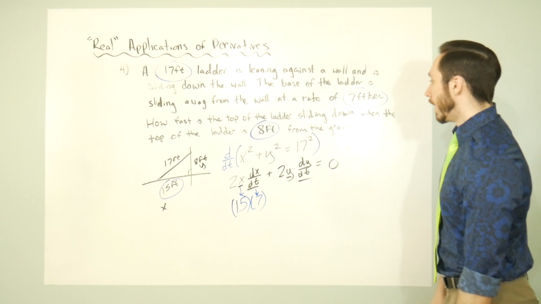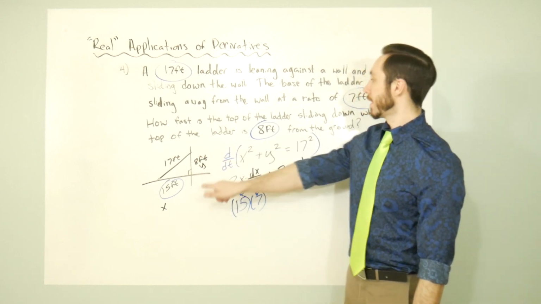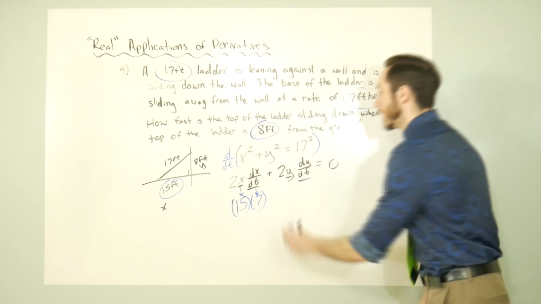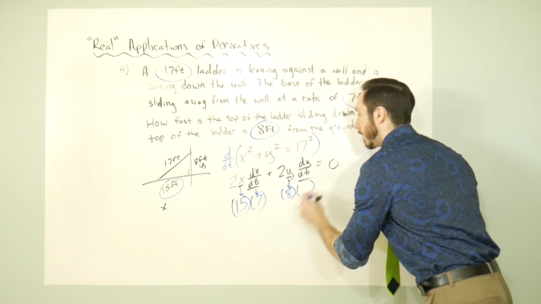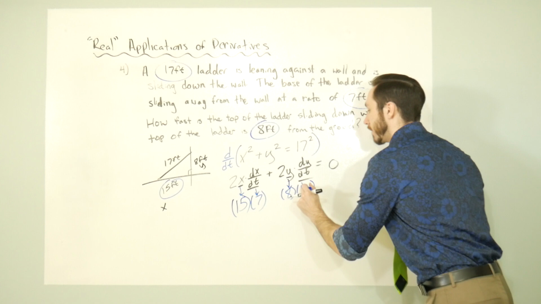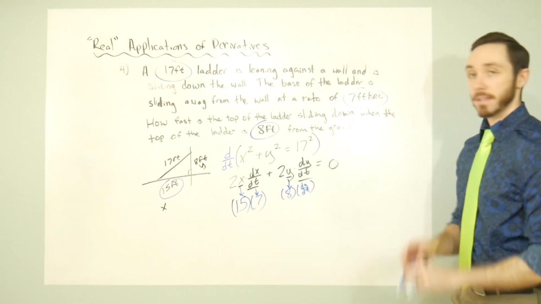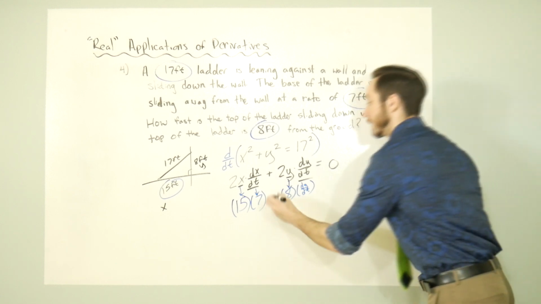All right, what about y? That will be this length right here, and that's specifically at the moment where we're 8 feet from the ground. So here we're going to plug in 8. And well, dy/dt is what we were looking for all along. We're looking for how fast the top of the ladder is sliding down. So with that said, we're going to keep dy/dt as, well, dy/dt.